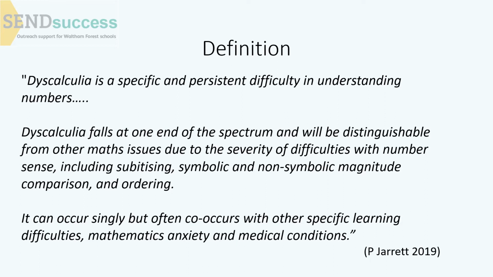Dyscalculia falls at one end of the spectrum and will be distinguishable from other maths issues due to the severity of difficulties with number sense, like we saw with subitizing, including subitizing, symbolic and non-symbolic magnitude comparison, so the difficulty understanding that a numeral represents a quantity, not being able to compare them, and ordering, so this sequencing on the number line. It can occur singly, but often co-occurs with other specific learning difficulties, mathematics anxiety, and medical conditions.